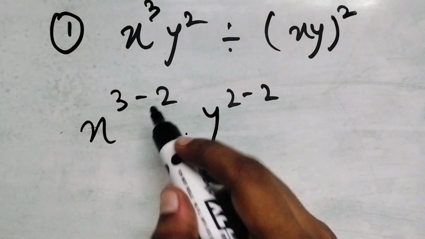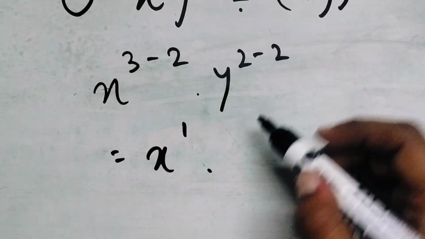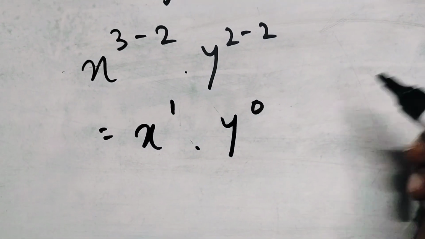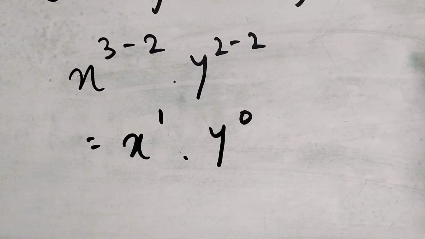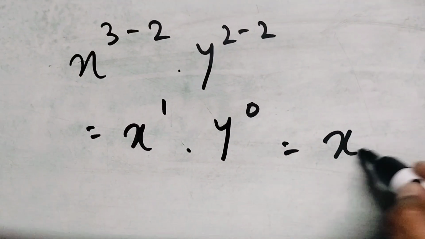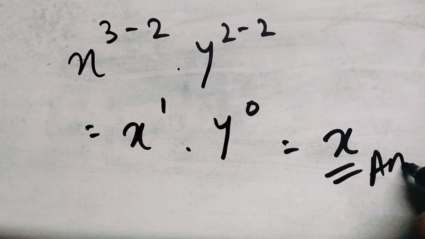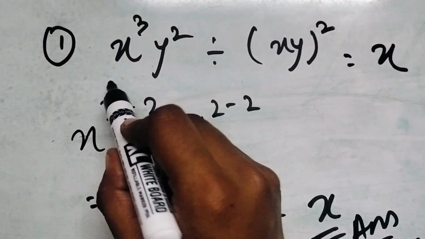Again, 3 minus 2 is going to give you 1, that is x to the power 1, and 2 minus 2 is of course going to be 0, so y to the power 0. Remember, for real numbers, any real number raised to the power 0 is 1, and x to the power 1 is of course going to be x, so the answer is x. That is your answer. So this expression just evaluates to x.